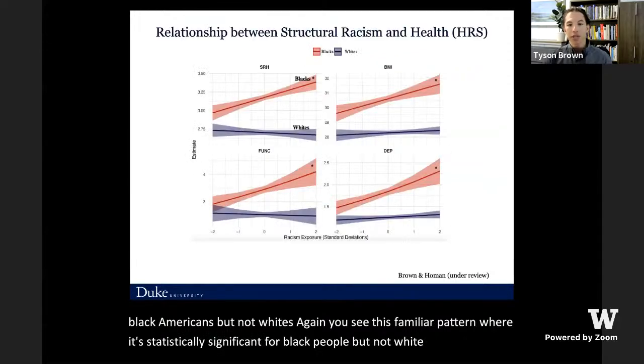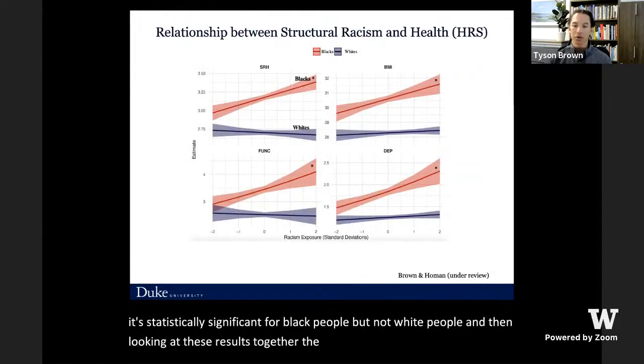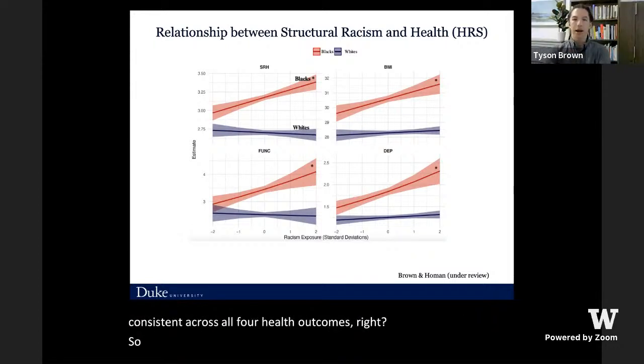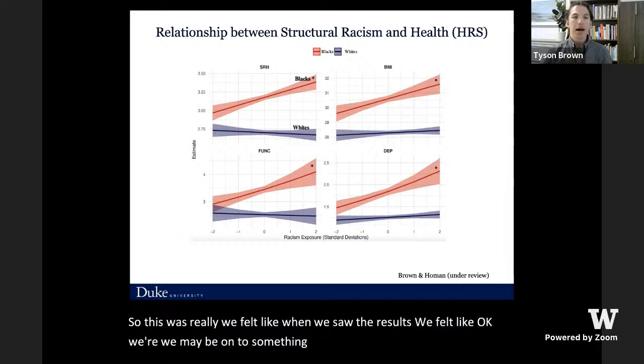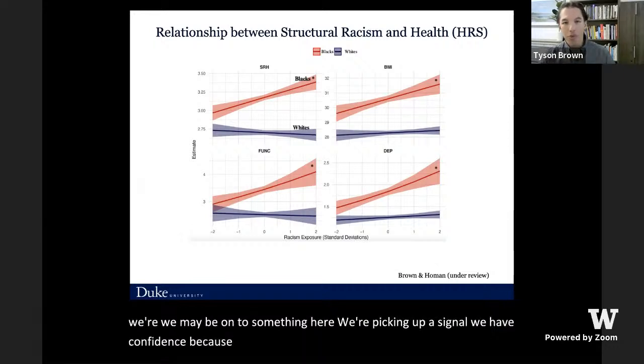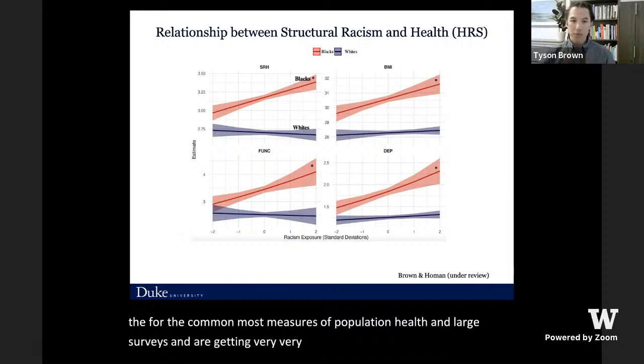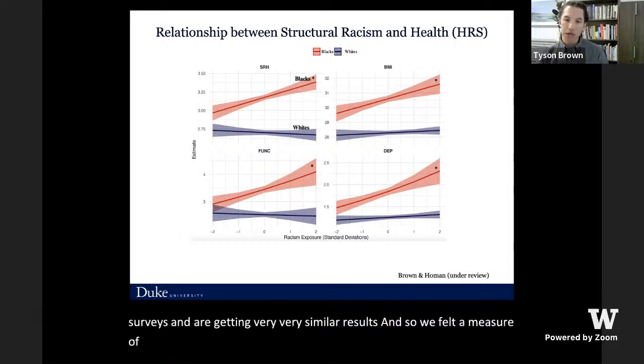And then looking at these results together, the pattern is remarkably consistent across all 4 health outcomes, right? And so when we saw these results, we felt like, okay, we may be onto something here. We're picking up a signal. We have confidence because we're not cherry picking. We're looking at some of the most common measures of population health in large surveys, and we're getting very, very similar results. And so we felt a measure of confidence that we're heading in the right direction.